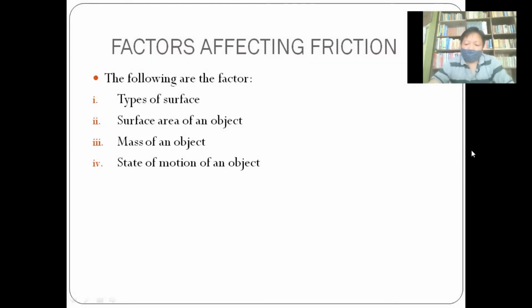Example, it is more difficult to move a filled box than an empty box as the heavy object gets interlocked with the surface below. And number four, state of motion of an object. It is easier to move an object already in motion than an object at rest. Once a particular object starts moving, the force required to keep it moving is less.